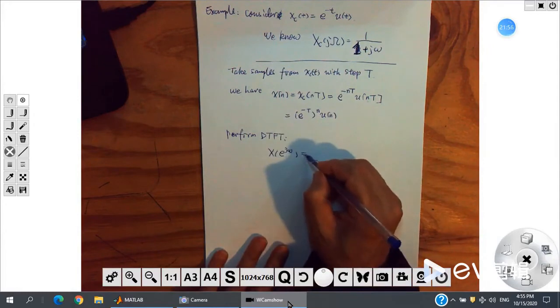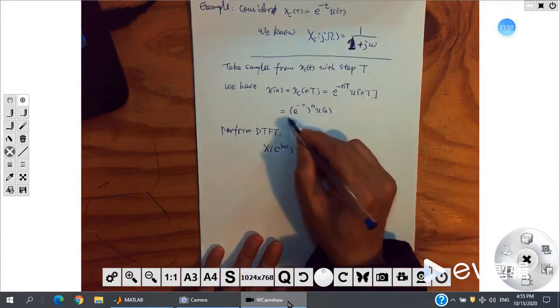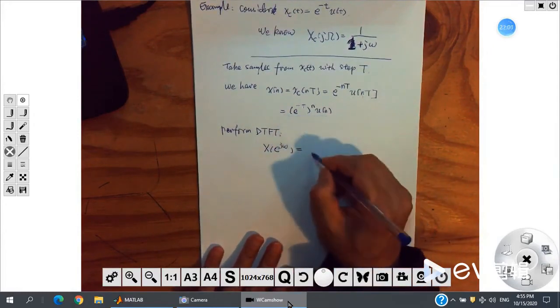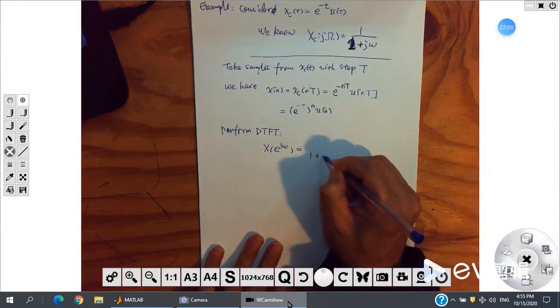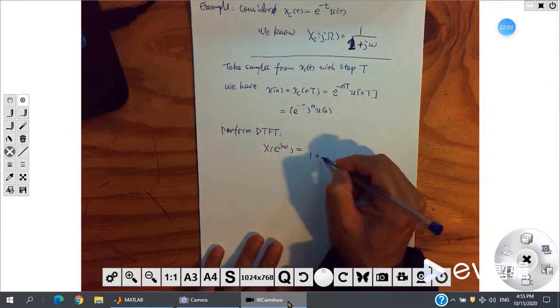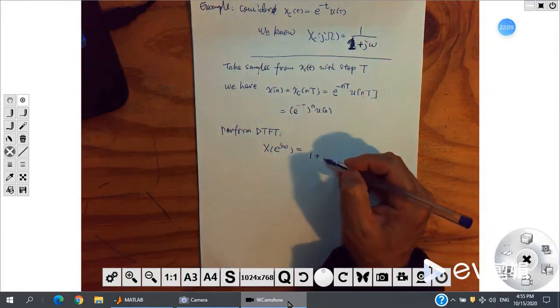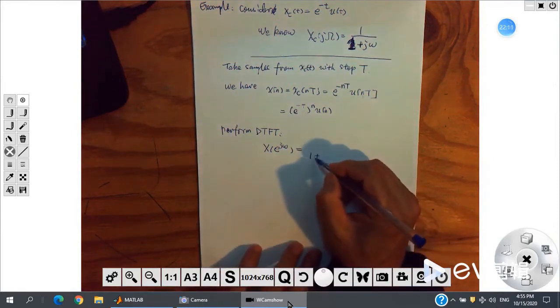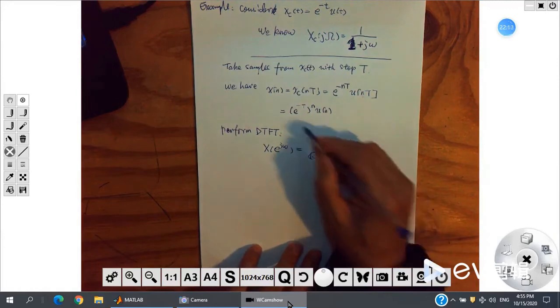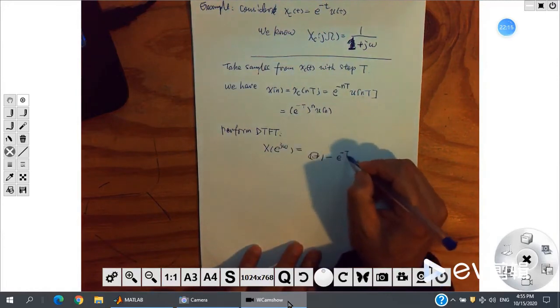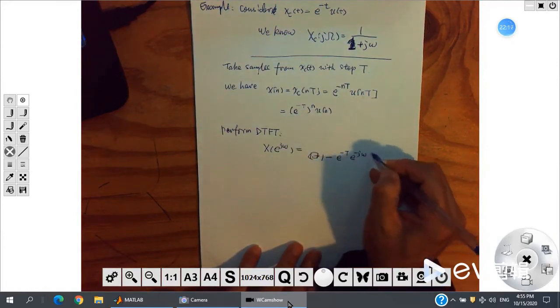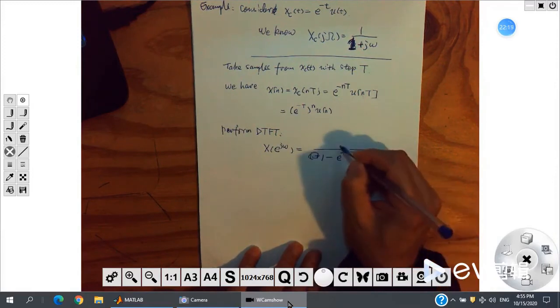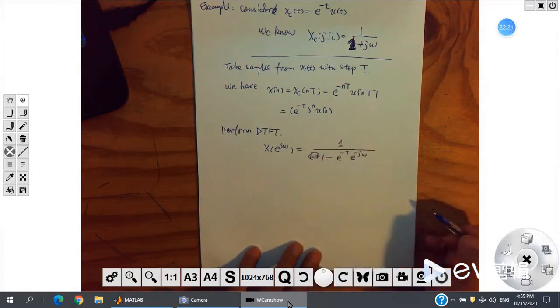There will be, we still use the table. We have this table. This is 1 plus, no, not 1 plus, should be 1 minus e to the negative T, e to the negative j omega. Right? We have this one. Okay.